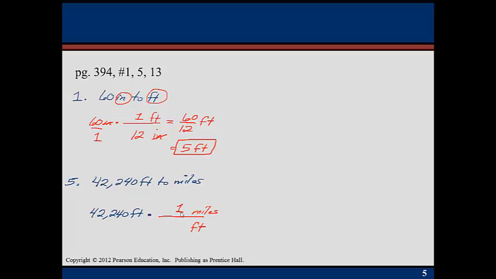So we know 1 mile is the same as 5,280 feet. Remember, there's a 1 underneath this number. We can multiply straight across, and we'll get 42,240 divided by 5,280. Remember, your feet cancel out, leaving you only with miles. And of course we can simplify this, and it comes out to be 8 miles.